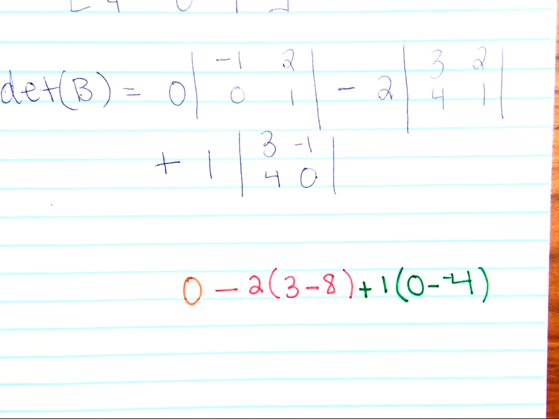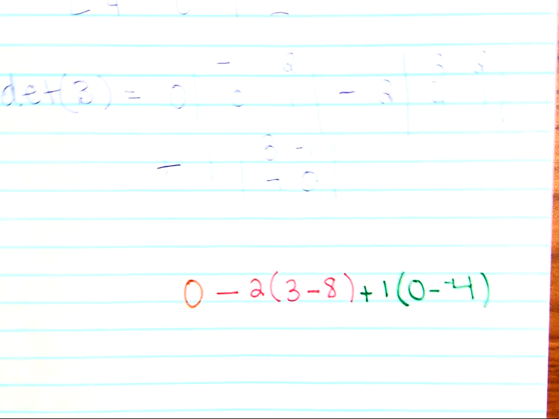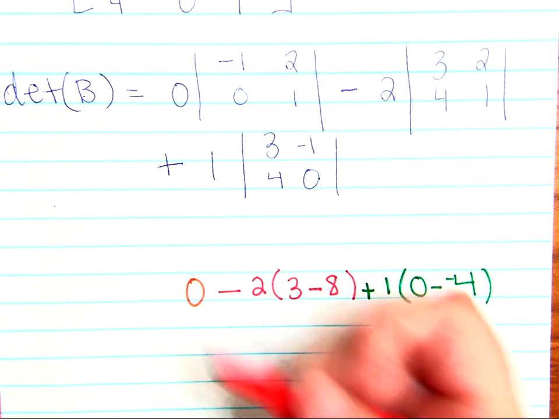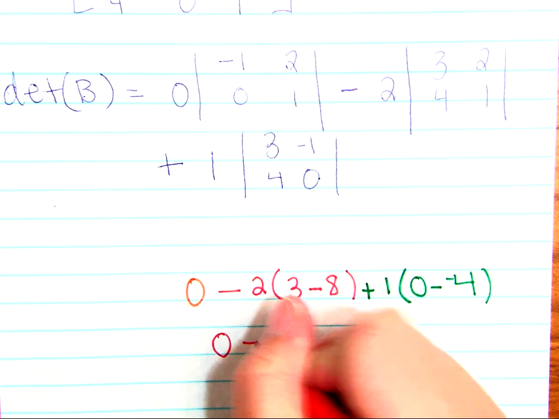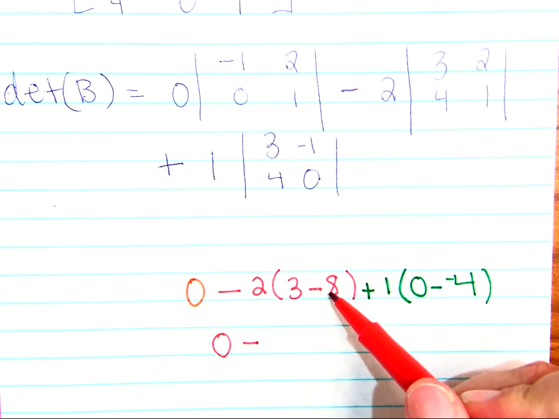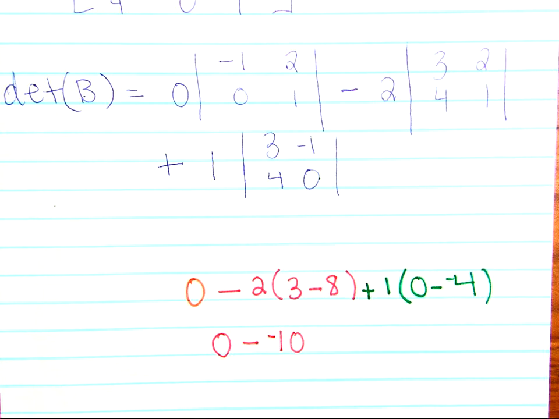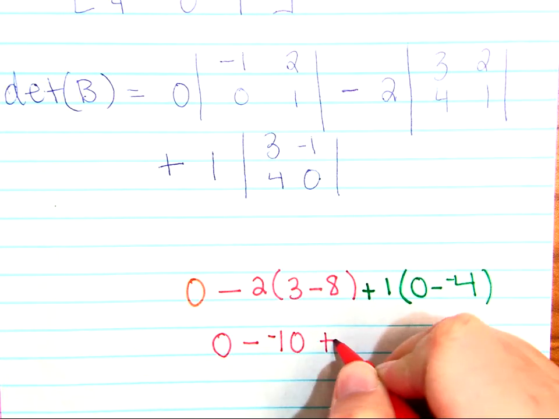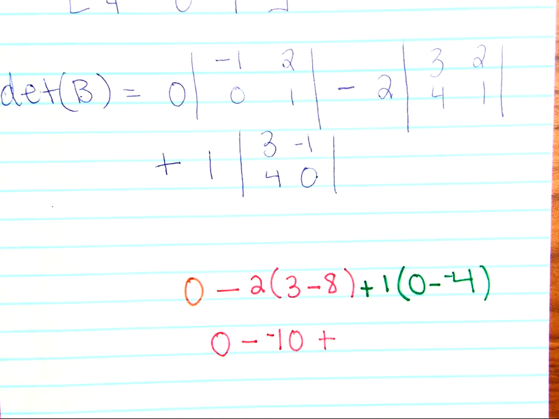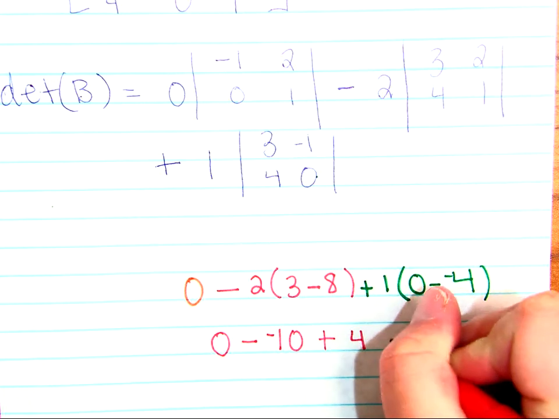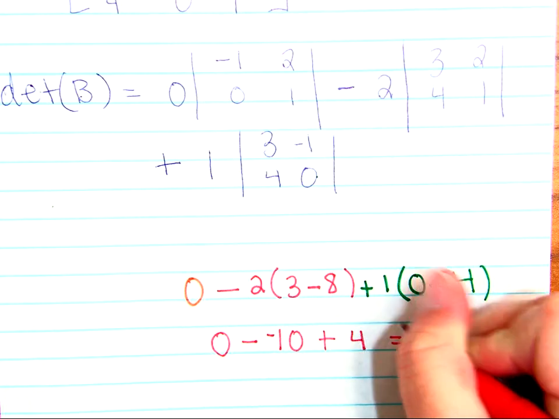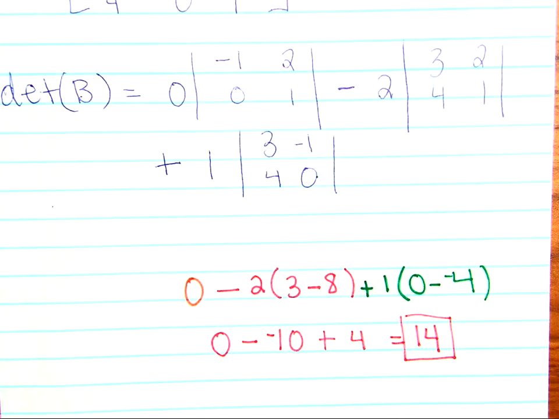Okay. Now it's just a matter of simplifying. So I've got 0 minus 3 minus 8 is negative 5 times 2, negative 10, plus 1 times 0 minus a negative 4, 4. So the determinant of that whole thing should be 14.